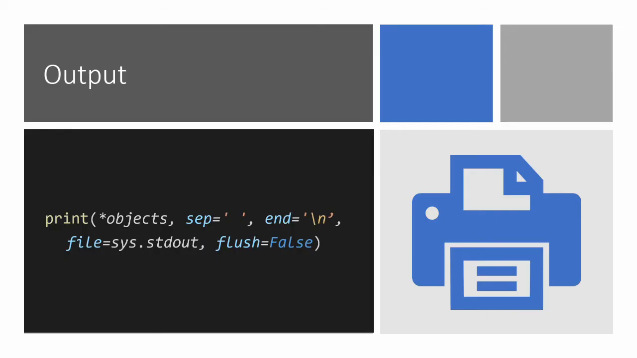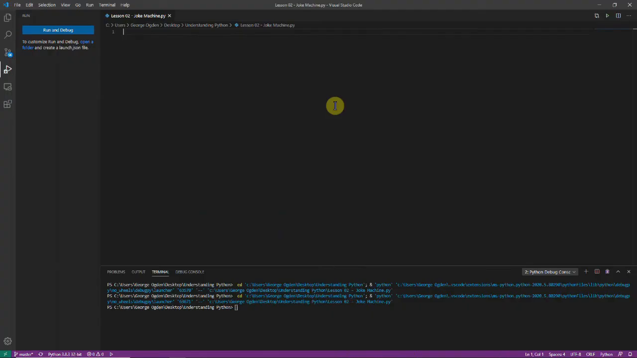I'd also like to show you the flush command as well as the file command. However, my operating system doesn't support flush. However, if I had a Raspberry Pi, I could show you on that. And then for file, the default is sys.stdout, and that's the standard output. However, I haven't got another file which I can use to show you.